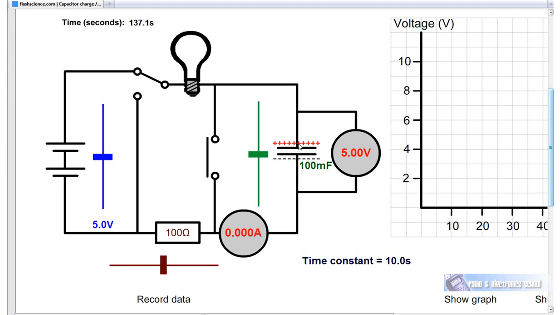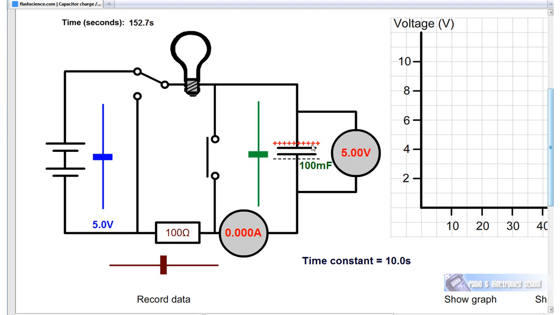Electrons leave the positive plate and flow through a light bulb, through a switch, and back to the positive plate. At the moment we have a voltmeter across the capacitor and it's measuring 5 volts.